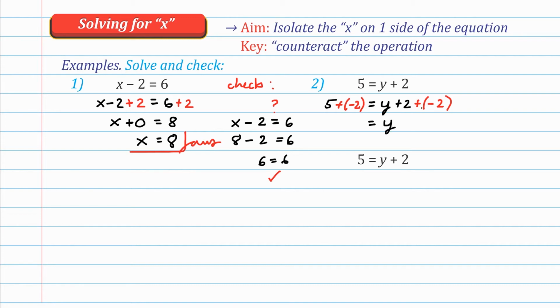So simplifying further, positive 2 plus negative 2, they're additive inverse of each other, cancel. I don't even need to write 0 here. And then finally, we know that 5 plus negative 2 is 3. Therefore, you have isolated y, and that's it. That should be the value of y.